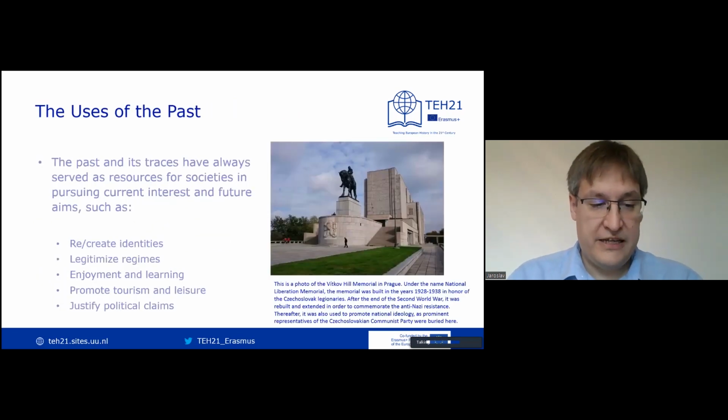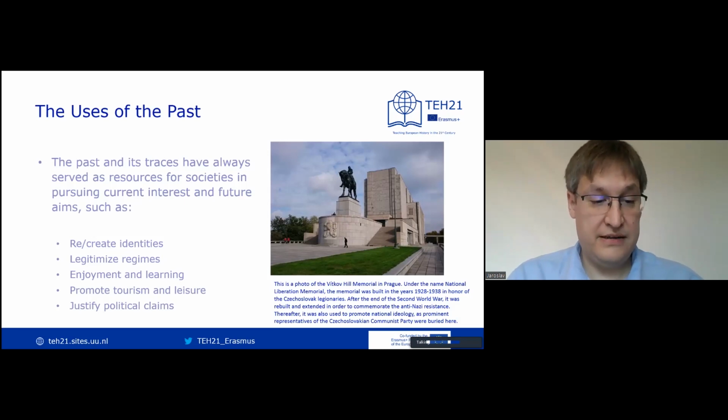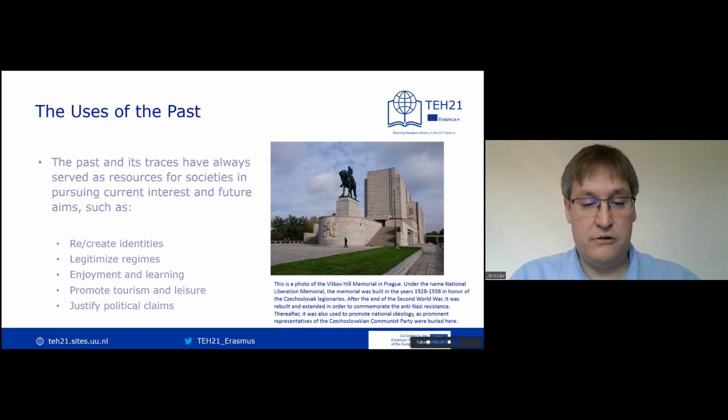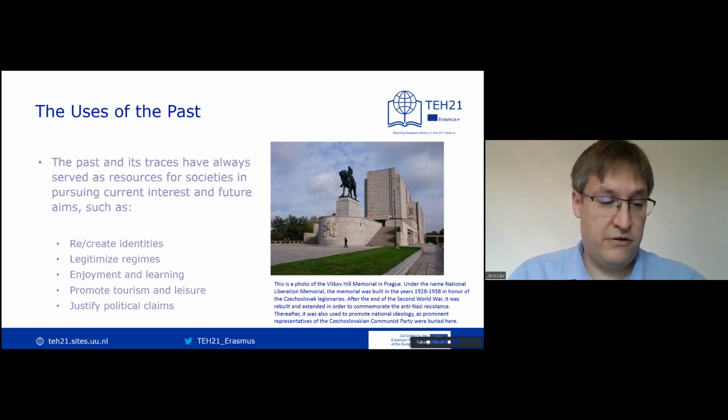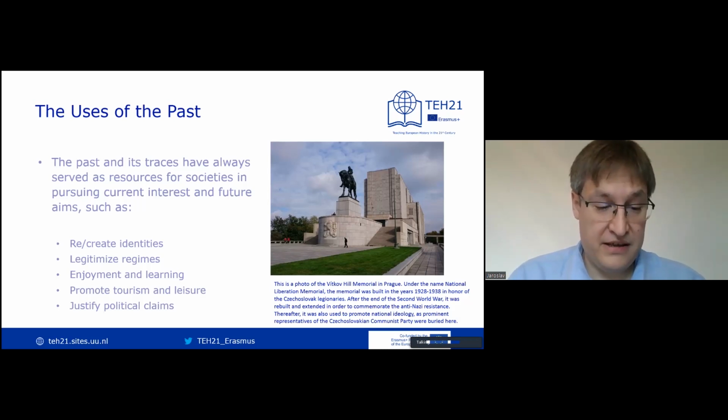As this lecture will make clear, the past and its material traces, such as monuments, have always served as an important social resource, as an object of interest and admiration, and also as a contested field. It has been used for making or remaking collective identities, for giving legitimacy to new regimes and states, for providing new institutions or practices with an aura of ancientness and authenticity, and even for negotiating current political and social issues or pursuing political goals by referencing back to the past.